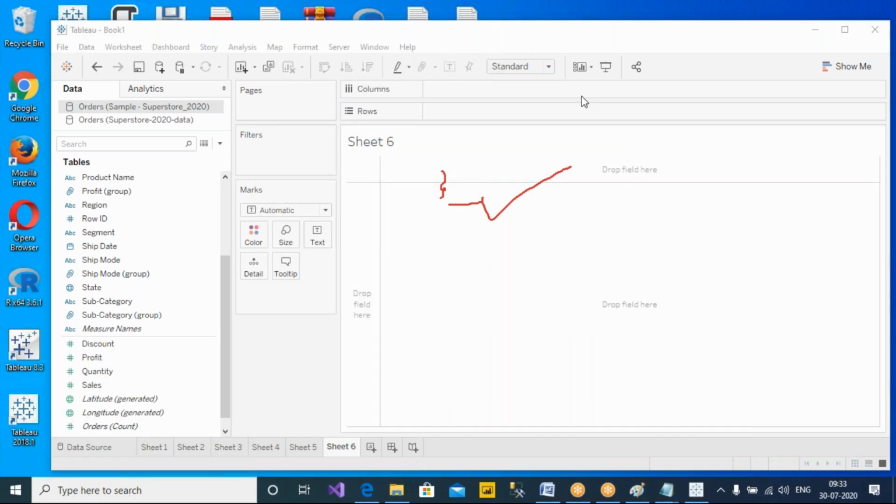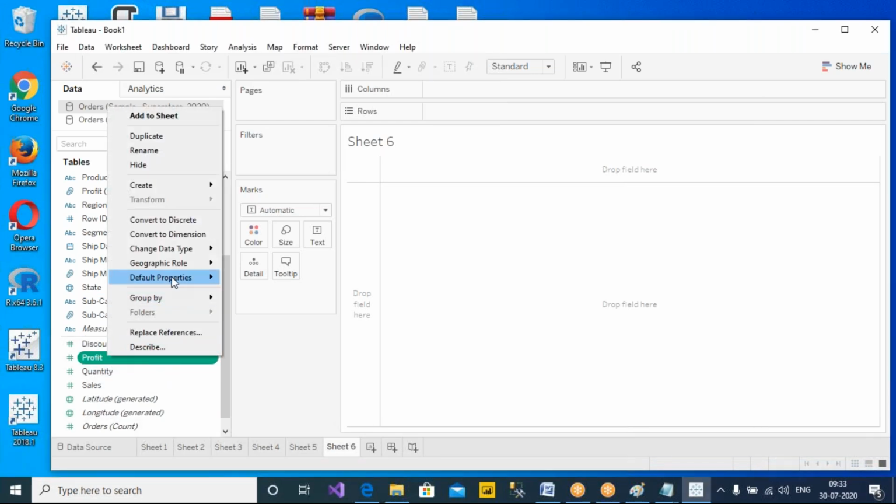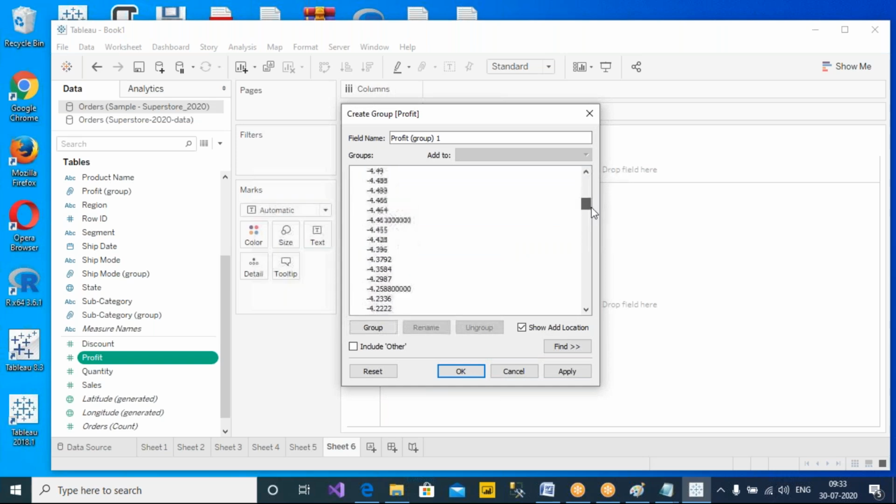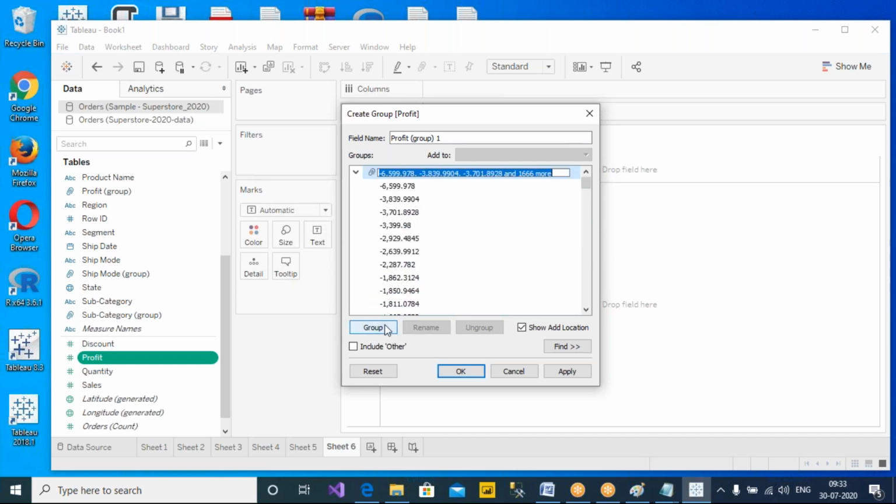So how did we do that? Select the profit, and right click on this and say create a group. Select all the negative values here. We just have to wait for some time. Select all negative values and then say group.